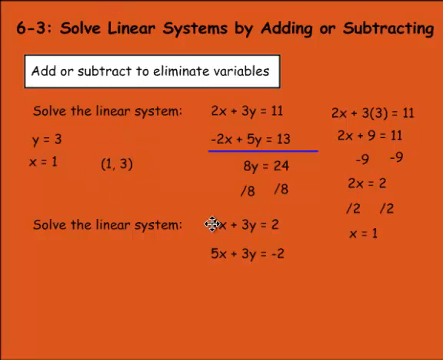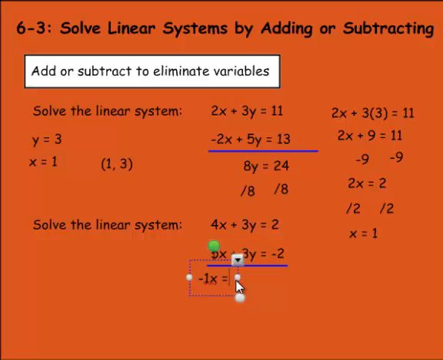Now I have 4x plus 3y equals 2. I have 5x plus 3y equals negative 2. I have two positive 3y's. Well, I know that positive 3 minus positive 3 would be 0. So I can eliminate the y's here. So let's subtract both sides of this equation then. If I do 4 minus 5, that would be negative 1. So negative 1x. And then the 3's would cancel out by subtraction.